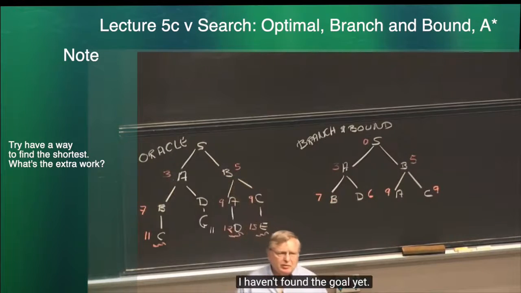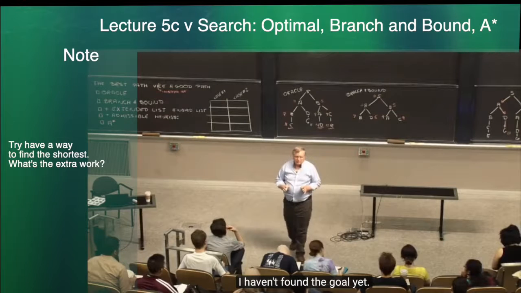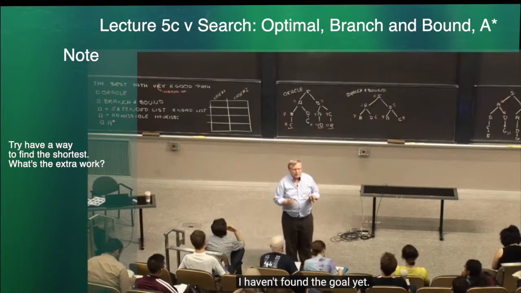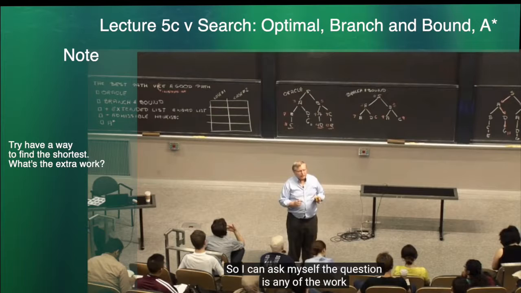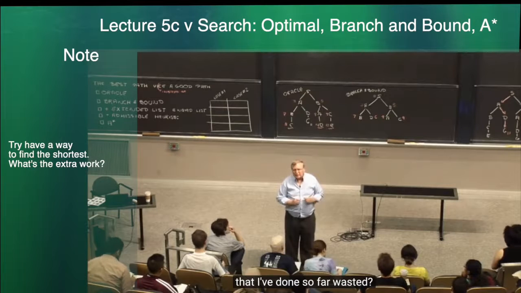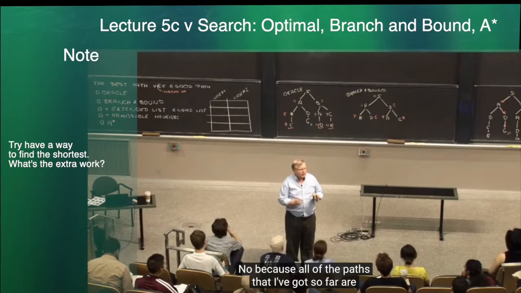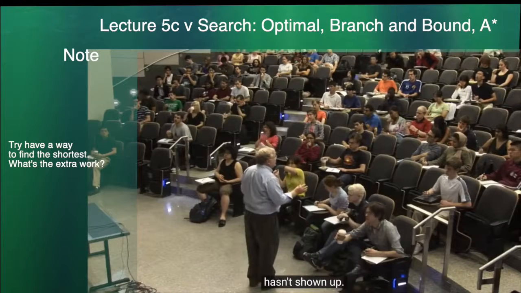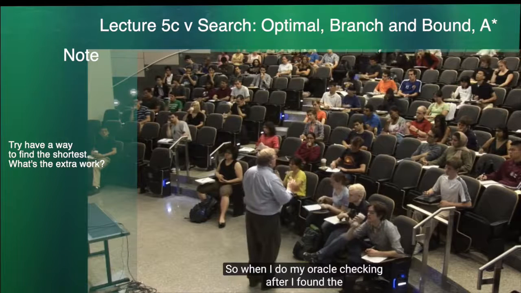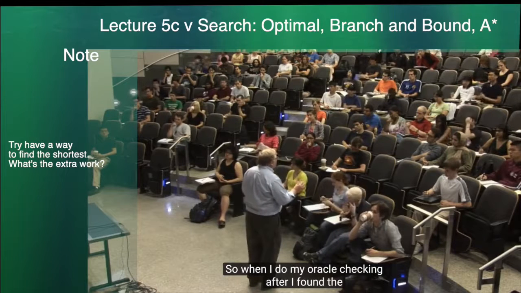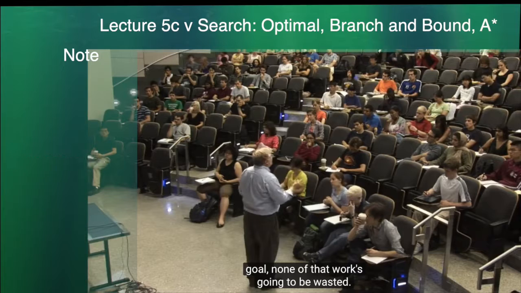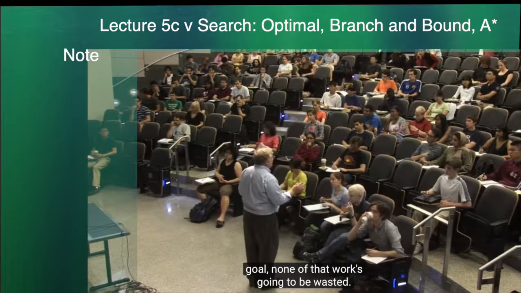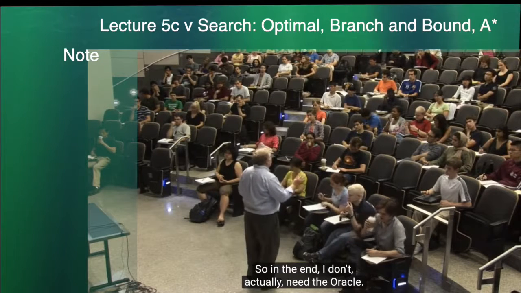Now let's see. I haven't found the goal yet. So I can ask myself the question, is any of the work that I've done so far wasted? No, because all of the paths that I've got so far are shorter than the path to the goal, because the goal hasn't shown up. So when I do my oracle checking after I found the goal, none of that work is going to be wasted. So in the end, I don't actually need the oracle.